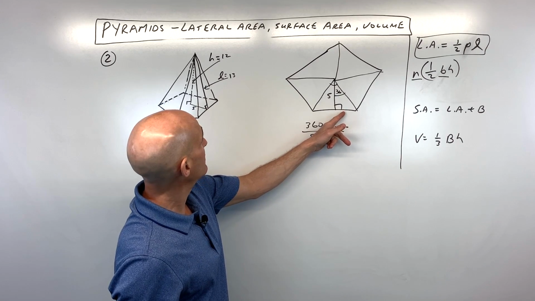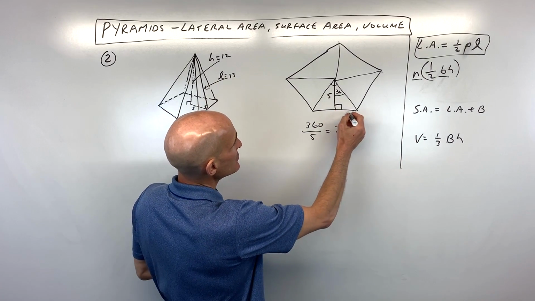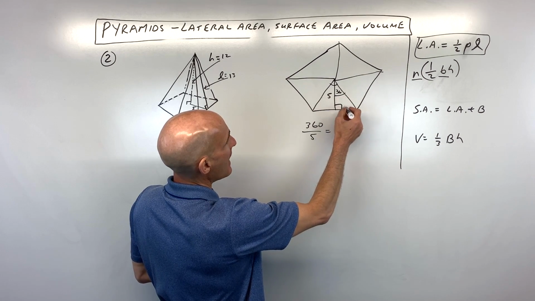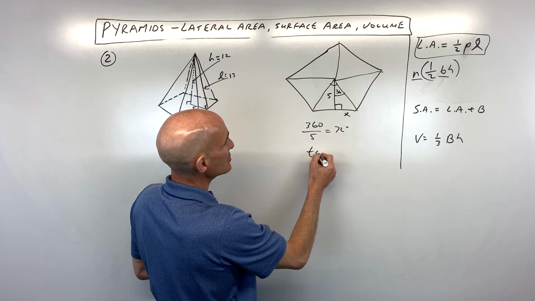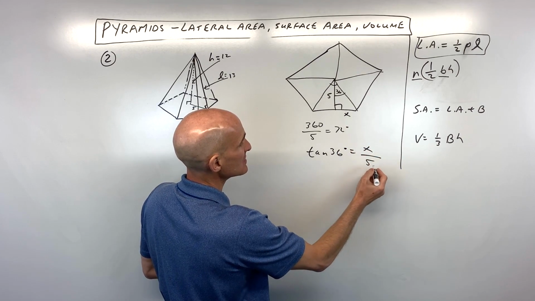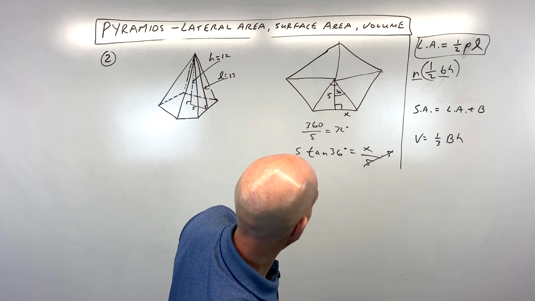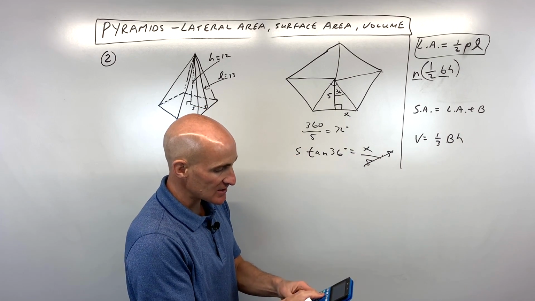Now we can find out what the length of this side is. Okay, so let's see, what is that going to be? Let's just call this x. So we've got opposite and adjacent, that's tangent. So we have the tangent of 36 degrees equals opposite over adjacent. If we multiply both sides by 5, you can see that x equals 5 times the tangent of 36.